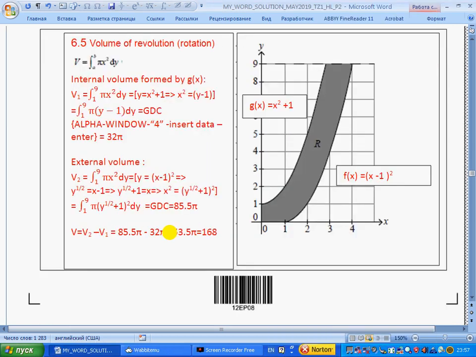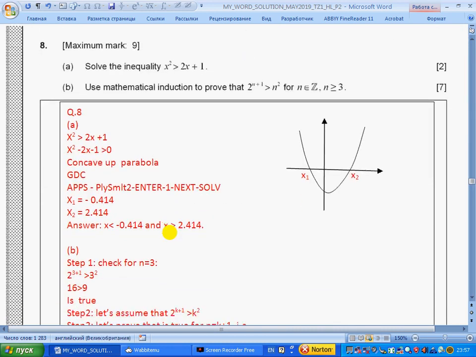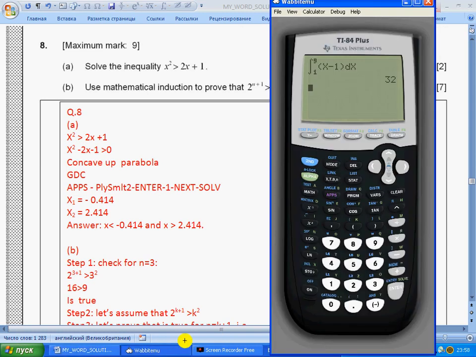So in the same manner, question 8. Solve the inequality. So we rewrite the inequality. Here we have a quadratic, so it is a parabola, a concave parabola. For it to be possible, we need to find x1 and x2. How are we doing it? We're using the calculator. First of all, we press y equals.